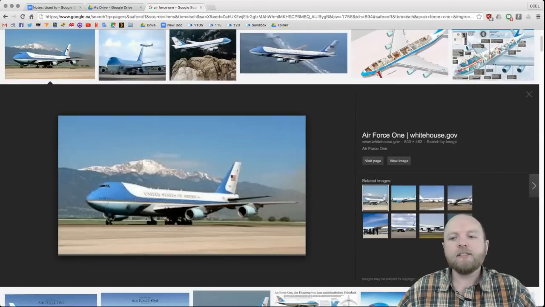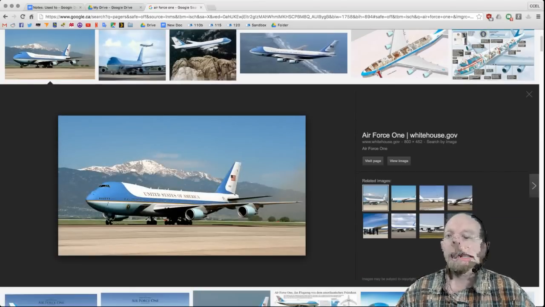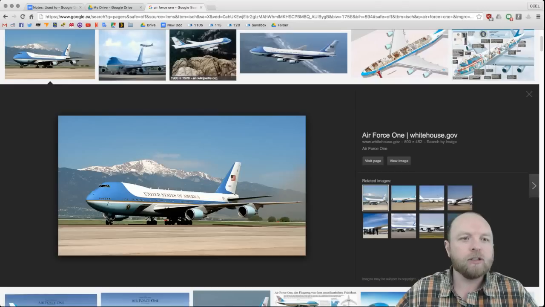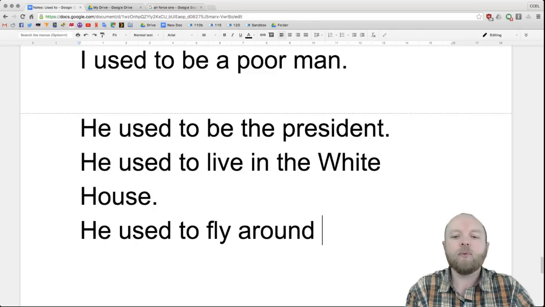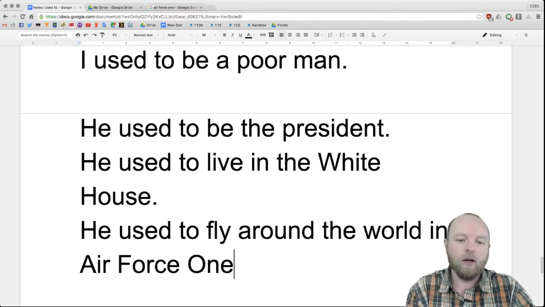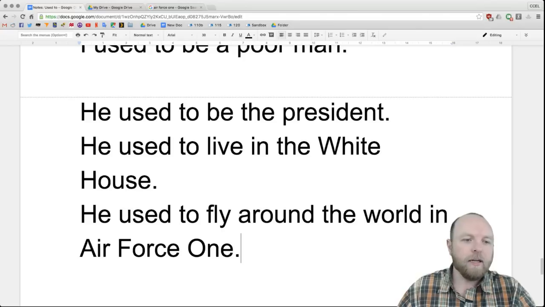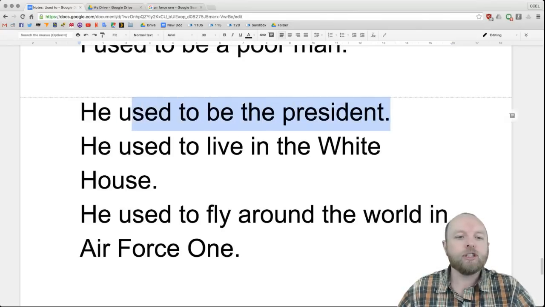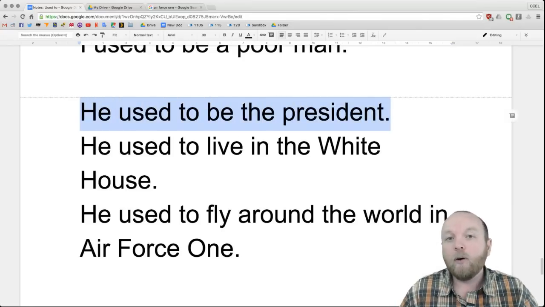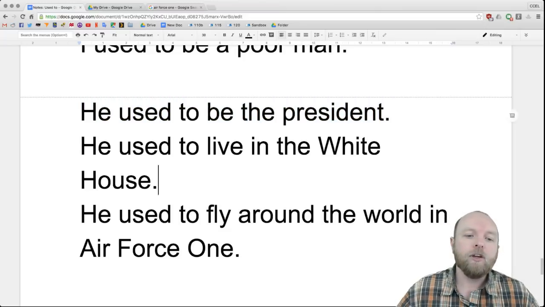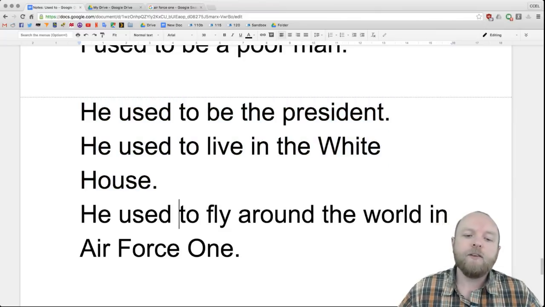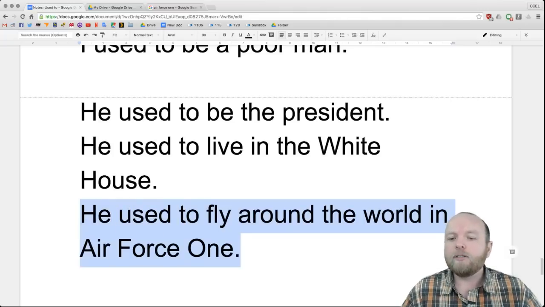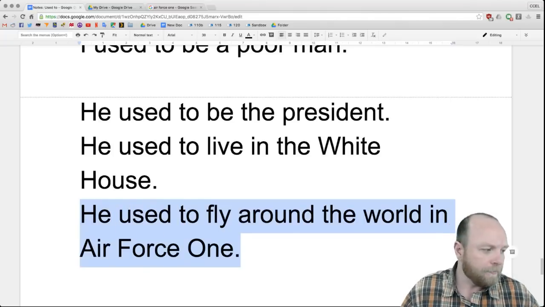This airplane is called Air Force One. Well, he used to fly around the world in Air Force One. Okay, 3 examples, right? George Bush used to be the president. Now he's not the president. He used to live in the White House. Now he doesn't live in the White House. And finally, he used to fly around the world in Air Force One.